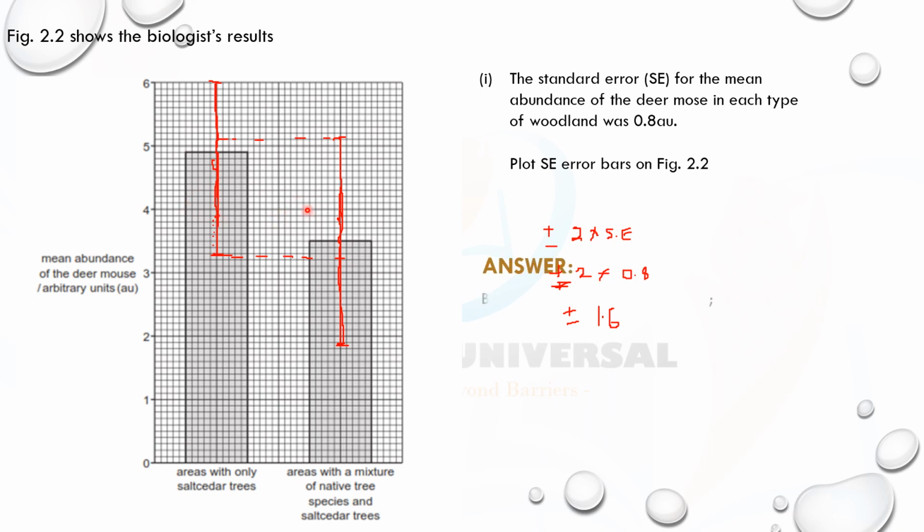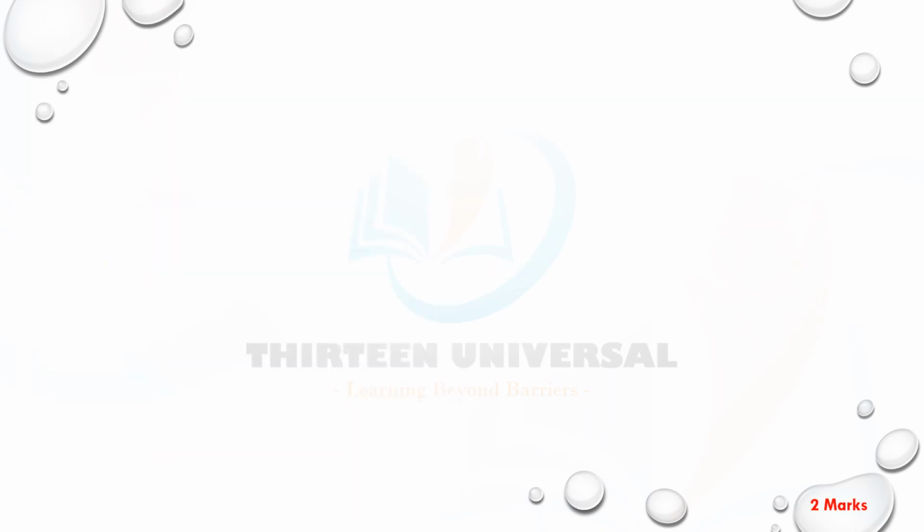All right, let's see the answer. Both error bars correctly plotted. We've done that. So you can see that they overlap. And of course, this is plus or minus 2 times error bar, plus or minus 1.6, 1.6 above, 1.6 below. Same thing, but this is not enough. Okay, let's look at it. That's just 1 mark for all that work.